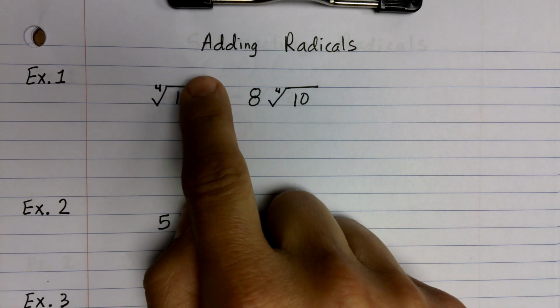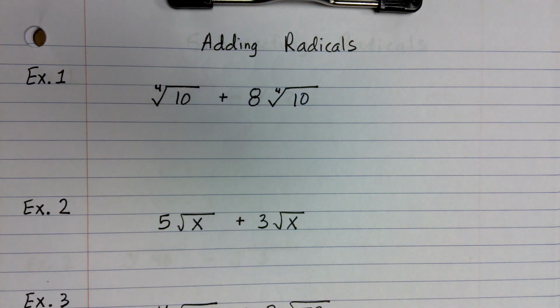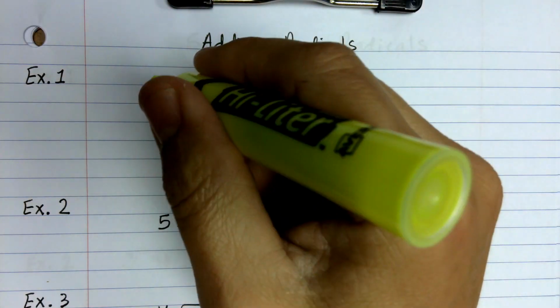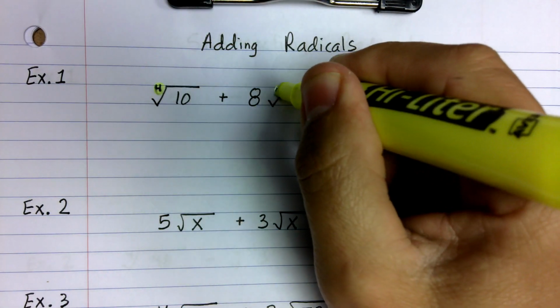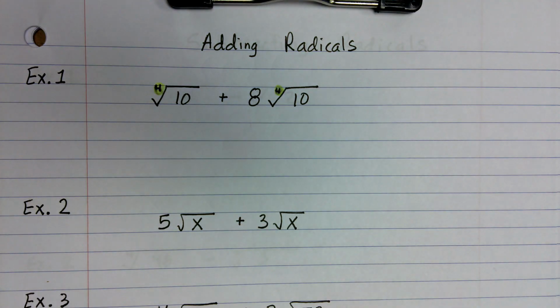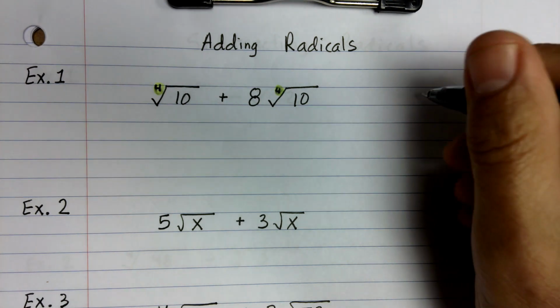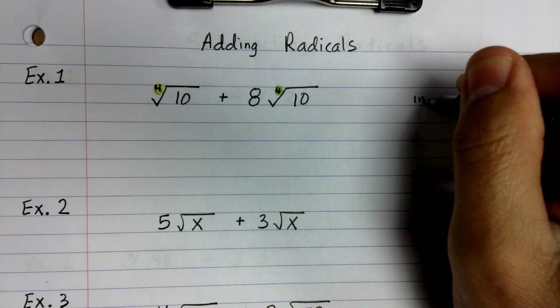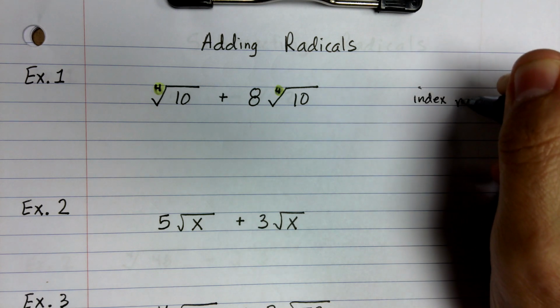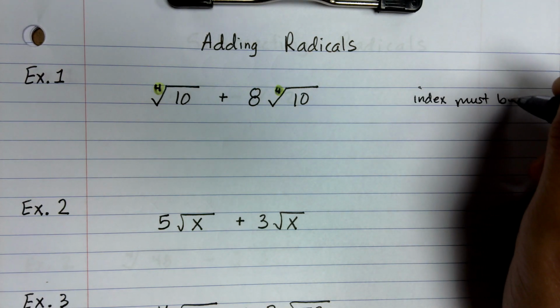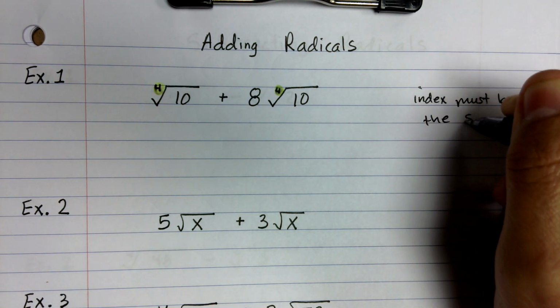In this tutorial, we're going to be focused on adding radicals. Now, one thing about adding radicals is you have to always make sure that the index, this little number above the radical, is the same. So I'm going to put here: index must be the same.